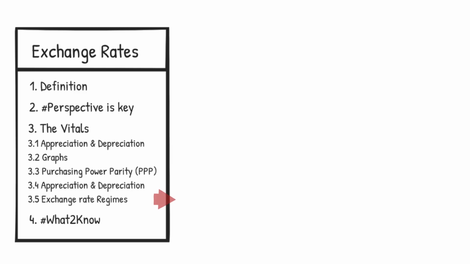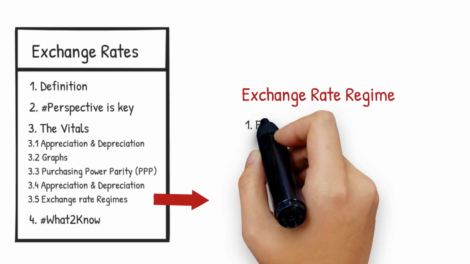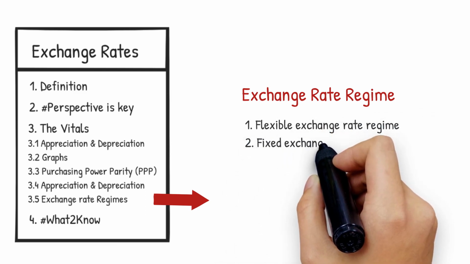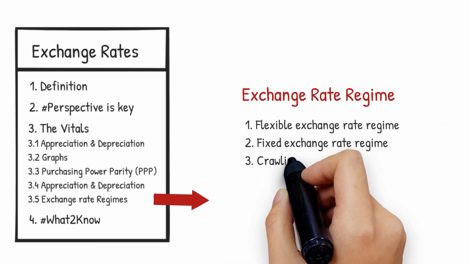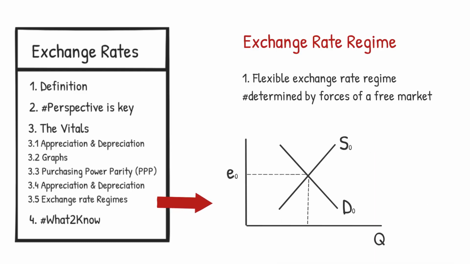We have three different types of exchange rate regimes. One being the flexible exchange rate regime, another one being the fixed exchange rate regime, and the third one being the crawling peg. With the flexible exchange rate regime depicted in graph 5, the exchange rate is determined by forces of a free market. This is the model that we have been looking at so far.